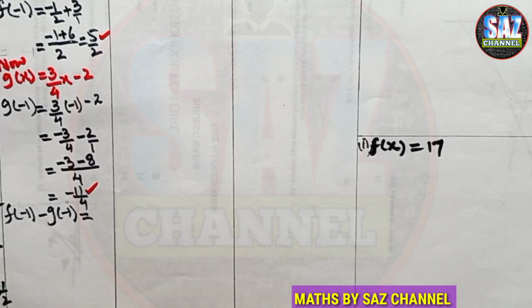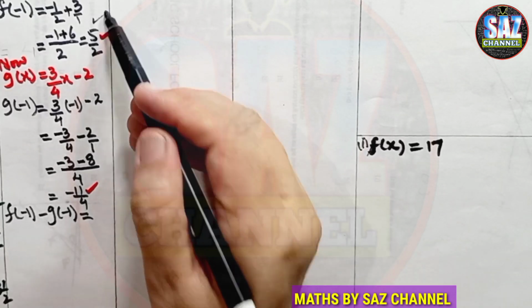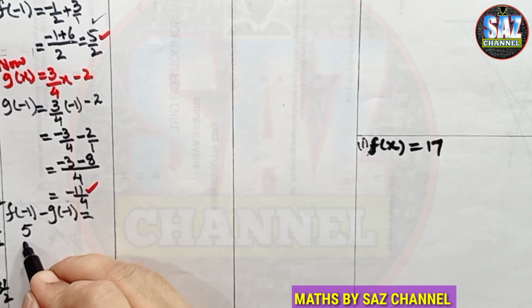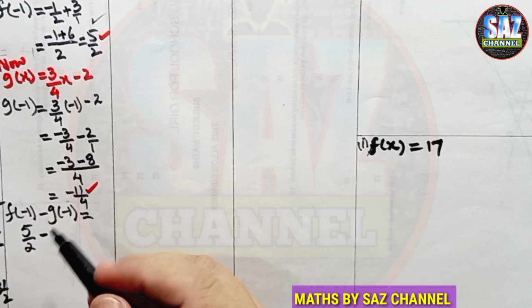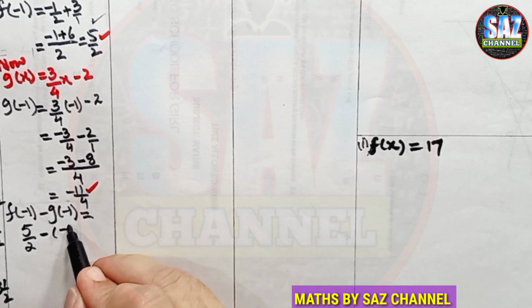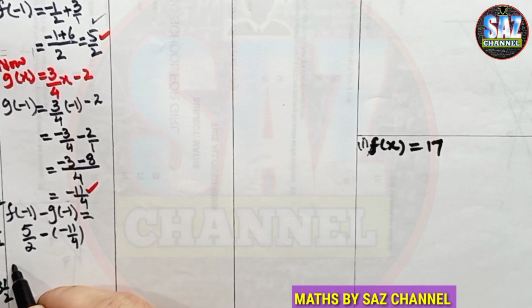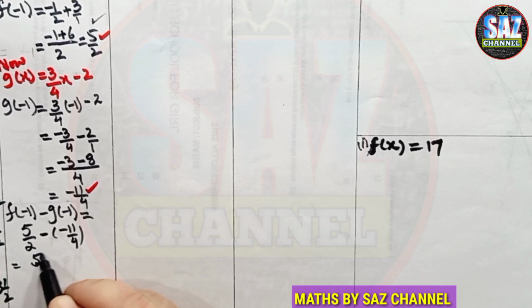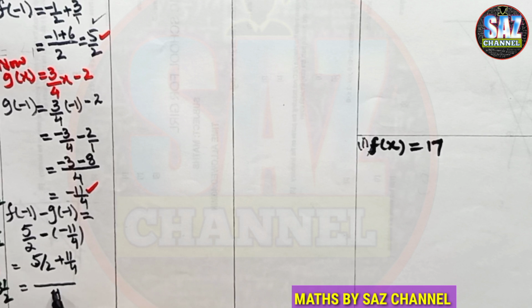So what I have to do is 5 by 2 minus, and this minus 11 by 4, and this will take the form 5 by 2 plus 11 by 4. Take the LCM. 4 will be the LCM. 2 times 2 is 4. 10 plus 11, which is equal to 21 by 4.